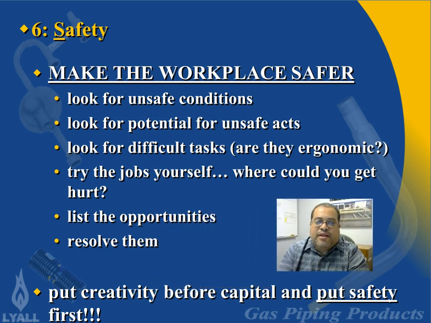Okay, and then the last one is safety. So we want to make the workplace safer. And what do we mean by this in 6S? What we want to do is look for unsafe conditions, look for the potential for unsafe acts. So we're talking about machine guarding, that kind of thing. Are machines up to OSHA standards? Have we really thought out every possible opportunity that someone can get something wrong and actually get hurt doing it?